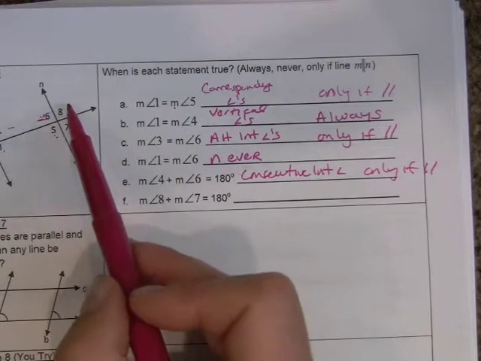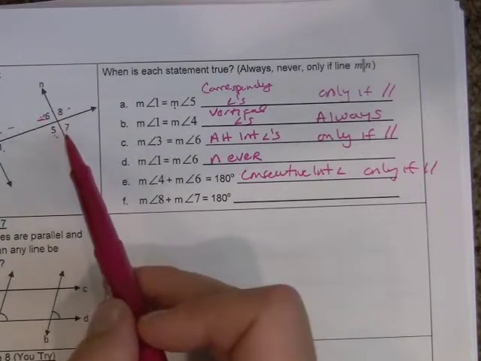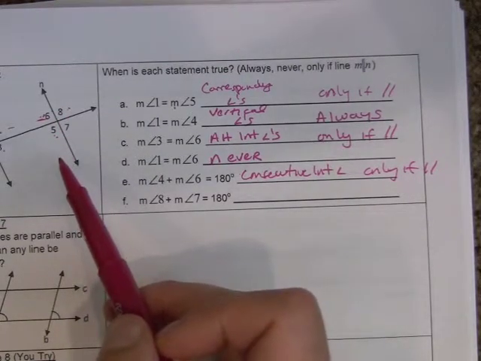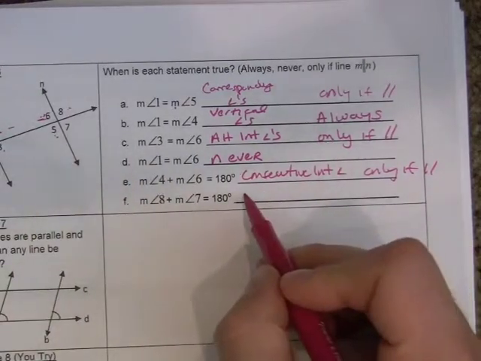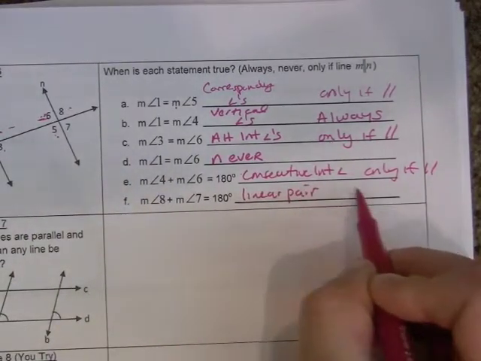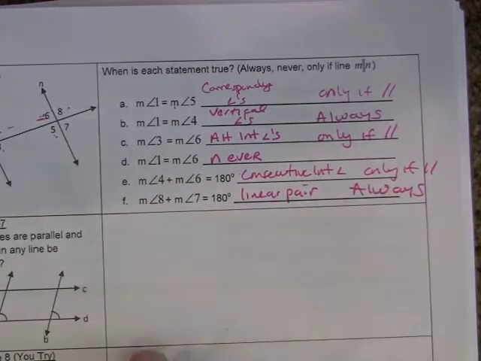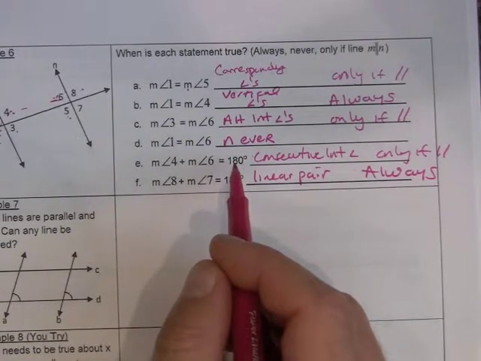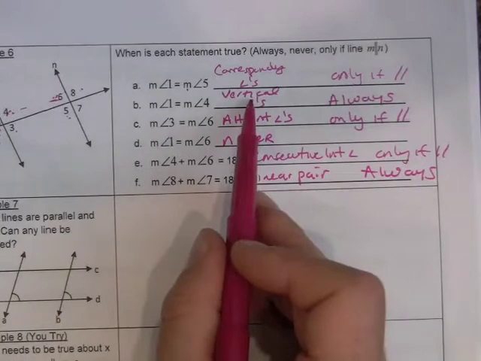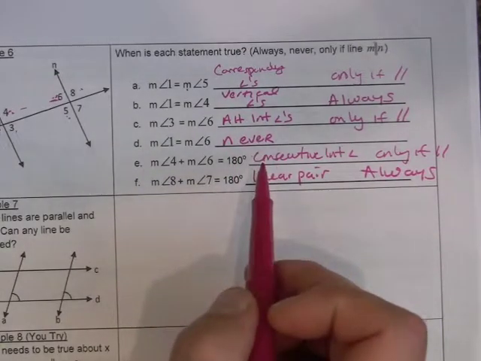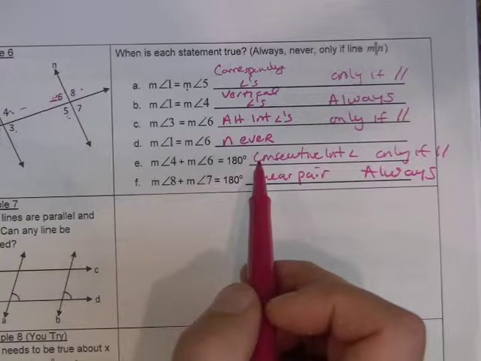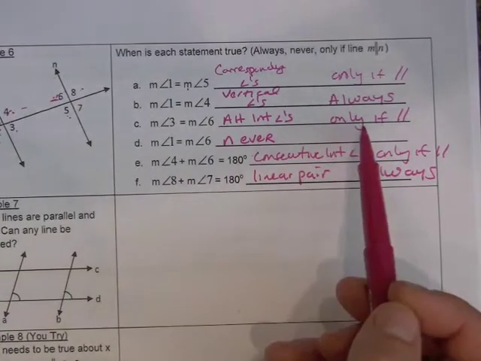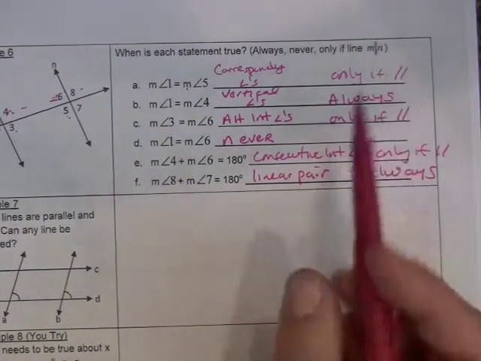Well, 8 and 7, that is a linear pair. And a linear pair is always supplementary, whether the lines are parallel or not. So the answer is always. So again, this is really testing your knowledge of identifying the relationships and understanding linear pairs and vertical angles, that they are not dependent on whether the lines are parallel or not. And knowing that the other relationships only happen when the lines are parallel.